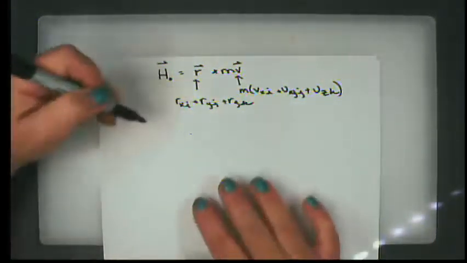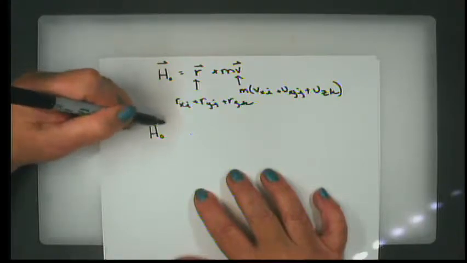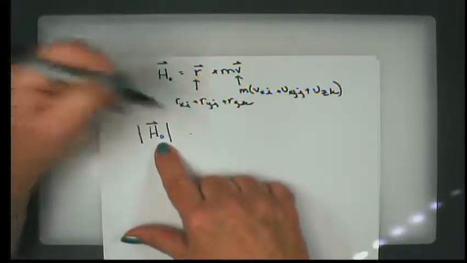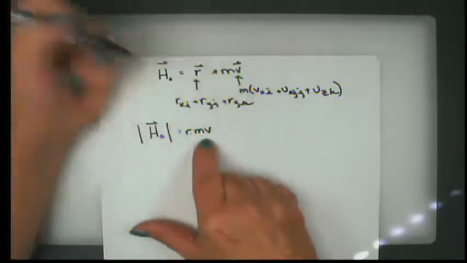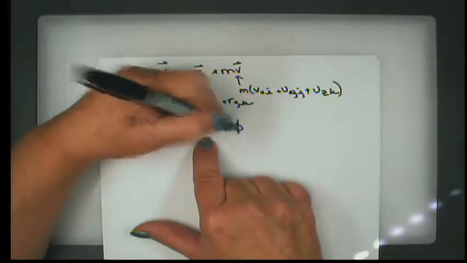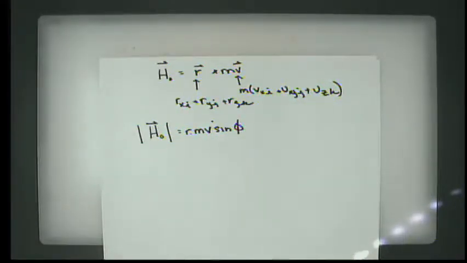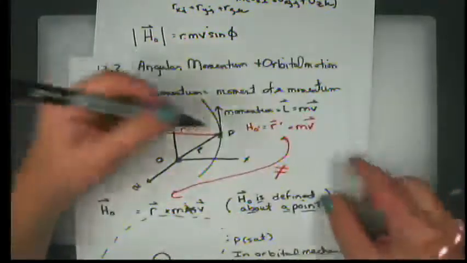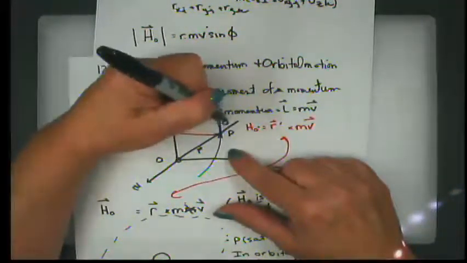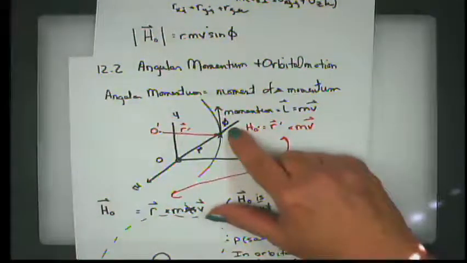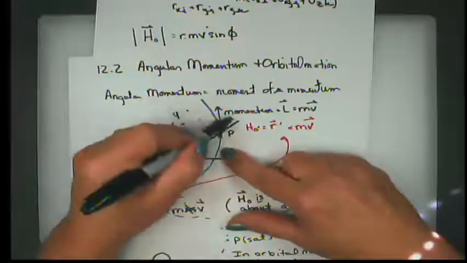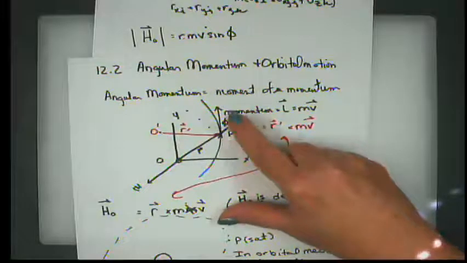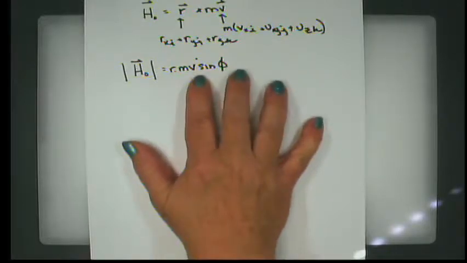Right. We can further think about the magnitude of that vector, not the direction, but just the magnitude, as being r times mv times the sine of the angle between them. Or actually, it's the extension angle. So if we look back at this diagram, we can think about this angle as being phi. So in other words, we're just projecting a perpendicular, aren't we? Because the sine is the opposite side. So we're taking a perpendicular, and we can get the magnitude of that cross product.